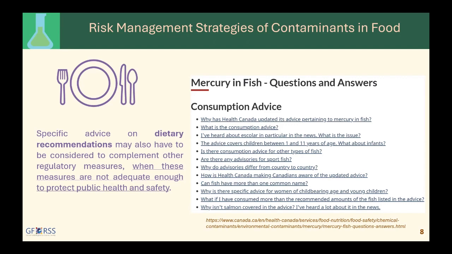Convinced? Okay, so that's from Health Canada, I guess. I extracted this, and it is a consumption advice. Specific advice on dietary recommendations may also have to be considered to complement other regulatory measures. It's not that one will substitute the other strategy. We can complement. So, thanks Health Canada for all this advice. It is regarding mercury in fish. We have a full page here, and we have a lot of interesting advice.